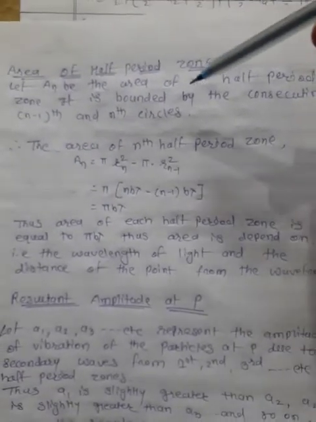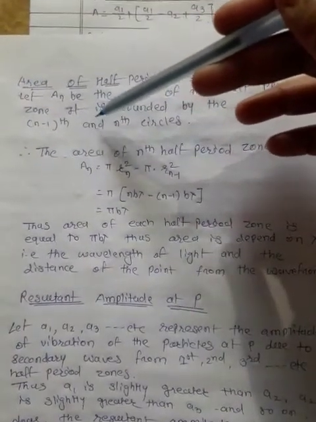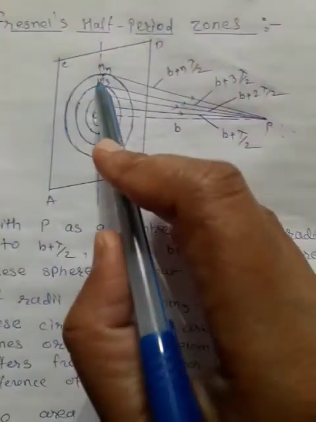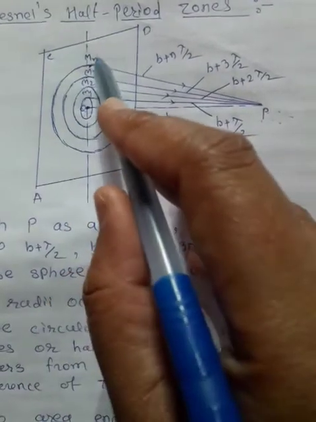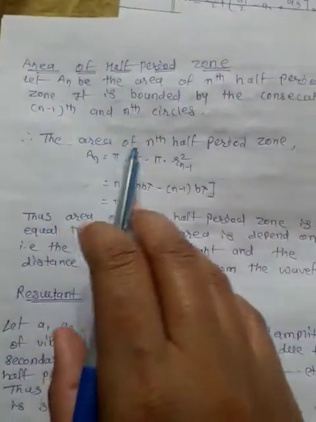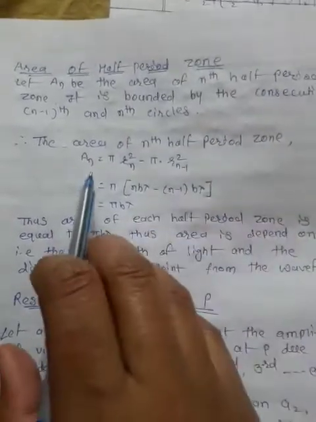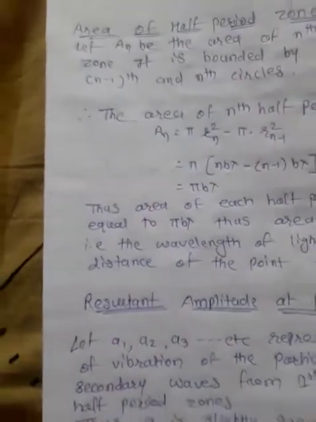Let An be the area of the nth half period zone. It is bounded by the consecutive (n minus 1)th and the nth circle. Here we have to find the area. This area is bounded by the nth circle and its previous circle, the n minus 1 circle. Therefore, we write the area of the nth half period zone as the area of the nth circle minus the area of the n minus 1 circle.